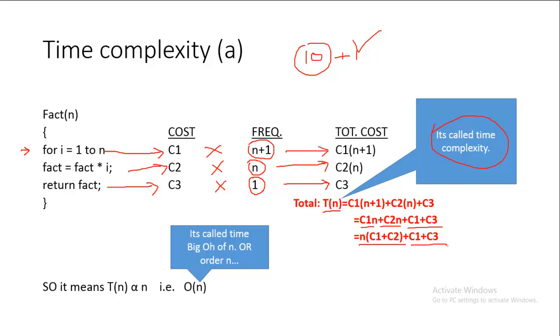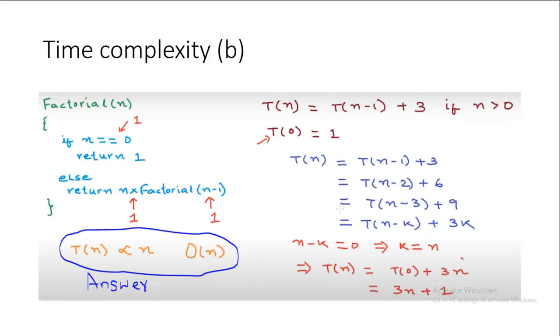Keep in mind, in analysis of algorithm, you don't need to write the constant whenever you're going to calculate the time complexity. So here the T of n is directly proportional to n, and its order of n, big O n. It means that this is the time complexity of your algorithm number A, okay. So it will take this much time inside your computer. That's good. Let's move towards B part, and the B part is self-explanatory, very easy.